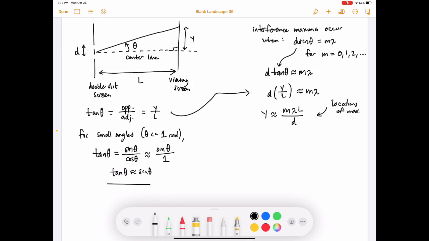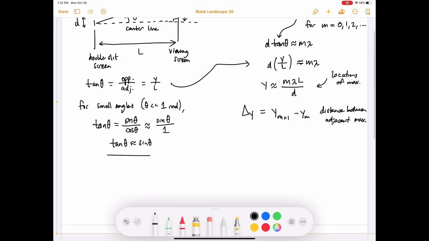Okay? So what we want is delta y, the difference between the locations of two adjacent maxima. So the way I'm going to write this is I have y_(m+1) minus y_m. So here, let's take an example. If m is equal to 1, this would be y2 minus y1. If m is equal to 4, this would be y5 minus y4. It's just the distance between two bright spots. So it's the distance between adjacent maxima.